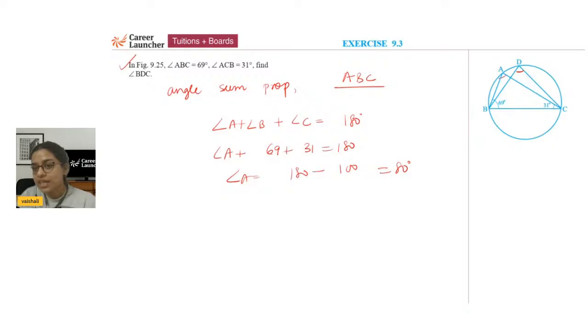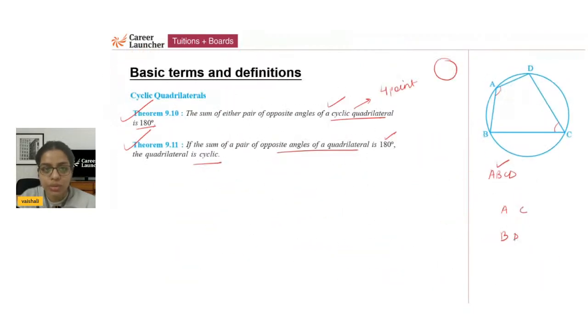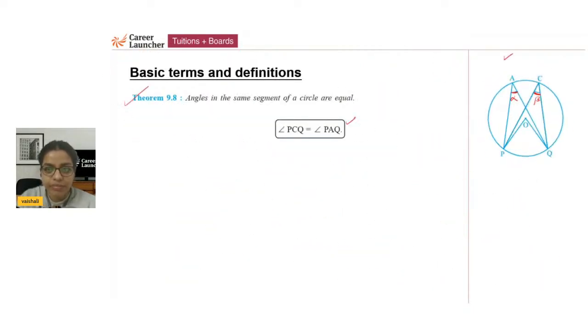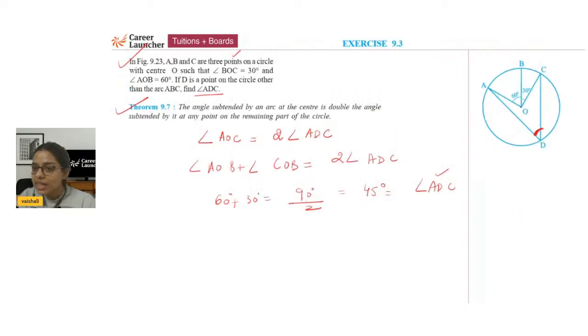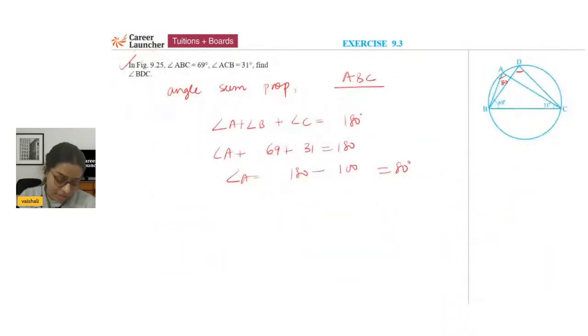Right? So it means angle A is 80 degrees. So if angle A is 80 degrees, now you can apply the same theorem, if they are lying on the same line segment. Let me show you which property I'm applying. This one: angles in the same segment of a circle are equal, so my alpha is equal to beta. On a similar line, if I know that the value of A is 80 degrees, can I say the other one has to be also 80 degrees? Yes. So your angle BDC is also equal to the same 80 degrees.